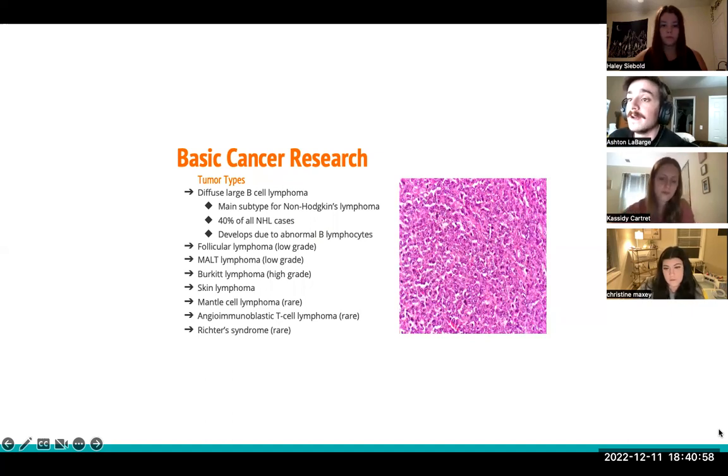We also have follicular lymphoma and MALT lymphoma, which are both low grade. We have Burkitt lymphoma, which is high grade, skin lymphoma, mantle cell lymphoma, angioimmunoblastic T cell lymphoma, and Richter syndrome. And those last three are all rare.